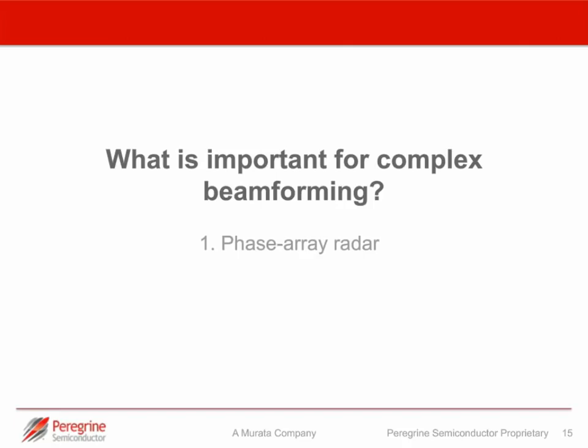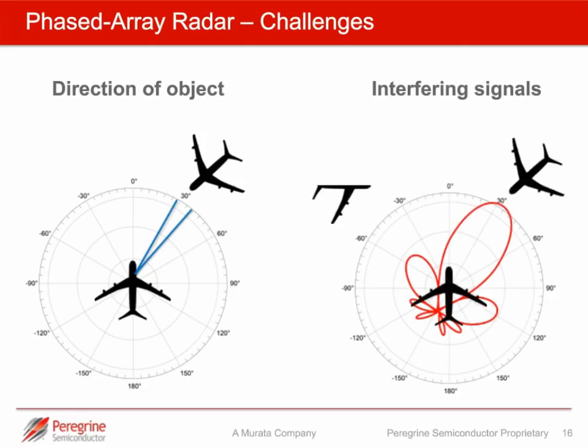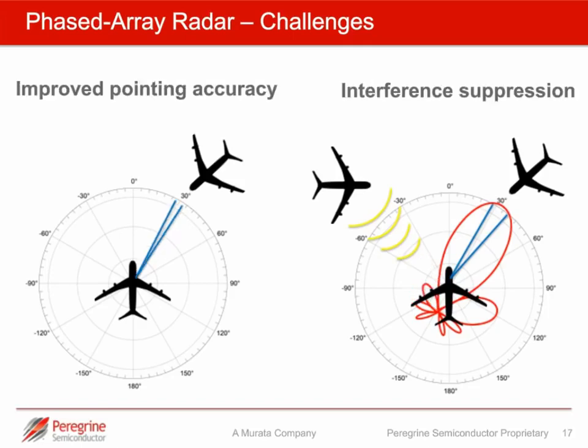So if I take a simple example and we talk about some of the challenges, for the case where you might be trying to track an aircraft, the direction of the object is important. At the same time, we may see some interfering signals from perhaps another aircraft that's flying at the same time. So ideally, we would like to optimize the pointing accuracy of this radar, and at the same time, we want to maximize the interference suppression, or minimize the interference. How do we go about doing this?